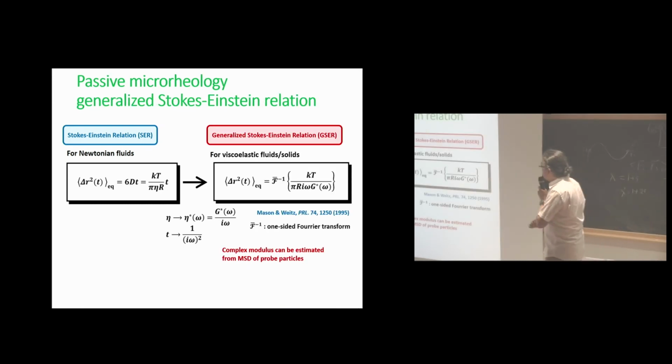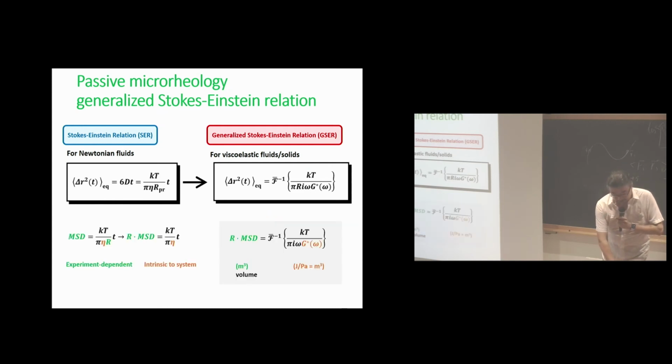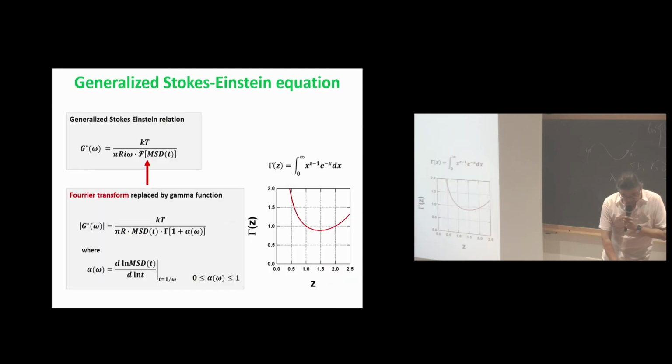It can be further generalized. Generalized means this Newtonian viscosity can be replaced by the complex viscosity of your viscoelastic medium. To do that, you need a one-sided Fourier transform, and then time should be converted into frequency, but it's not necessary to go into much detail. So this mean square displacement is a function of, again, the radius R, frequency, and complex modulus. This way, technically, you can calculate the complex viscosity if you measure the mean square displacement as a function of time.